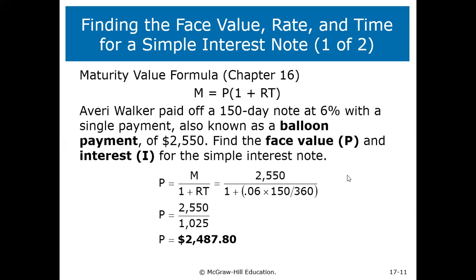So what are we given? We're given the interest rate, 6%, not the interest. What are we also given? This is your 2550. What's this, class?